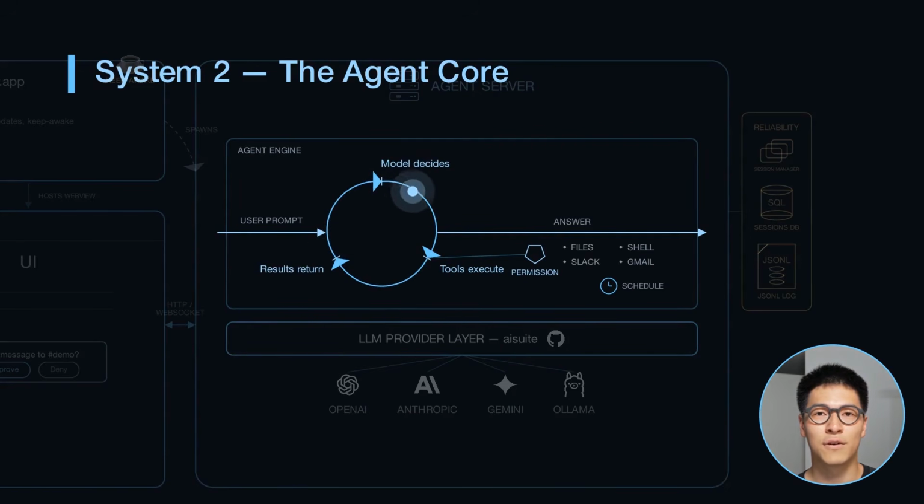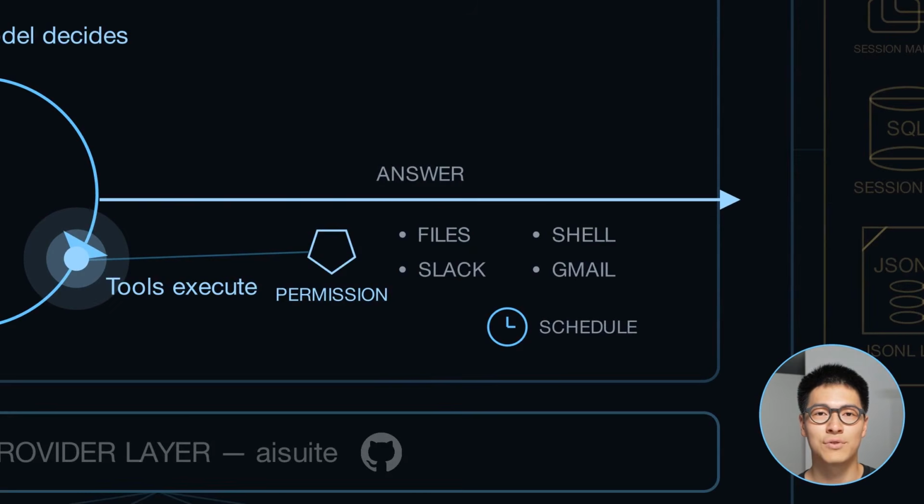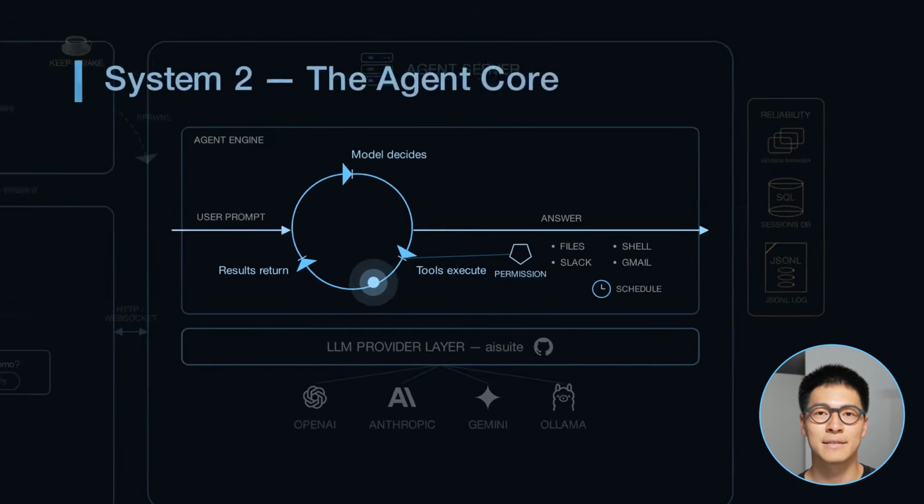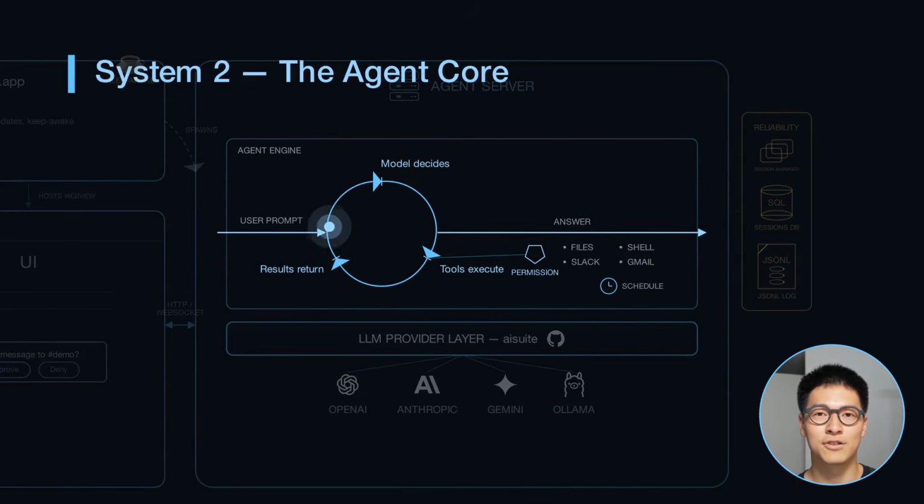And the tools range from file systems and shell commands, all the way to Slack and Gmail. The agent also bundles a permission engine. Every tool has a permission by default. Reads are usually allowed, writes often require approval, so you don't accidentally send an embarrassing message to your coworker. If you want to run recurring tasks, the engine also comes with a scheduling function.